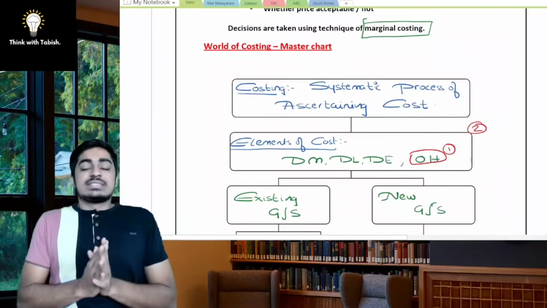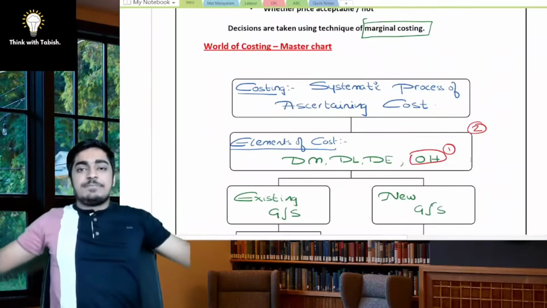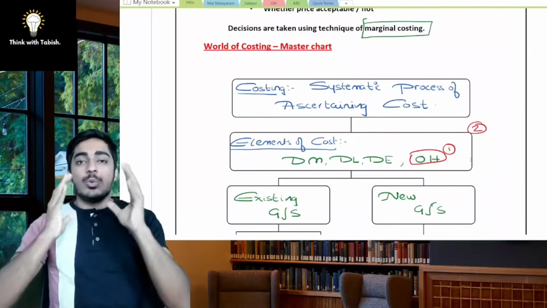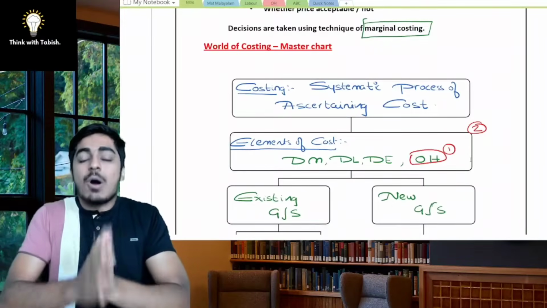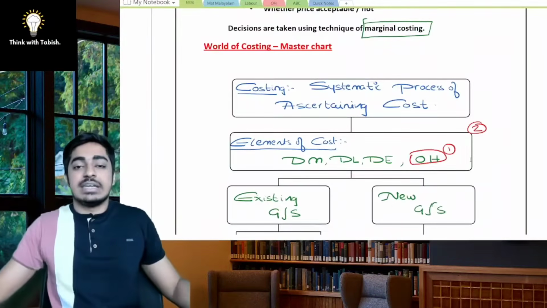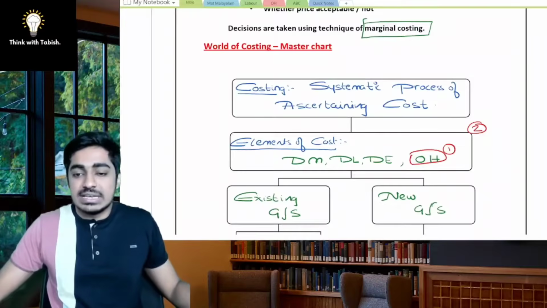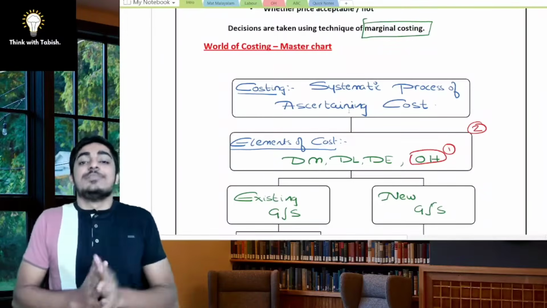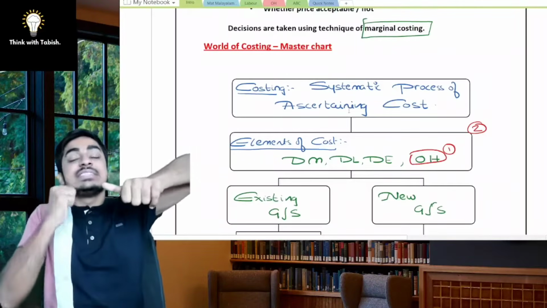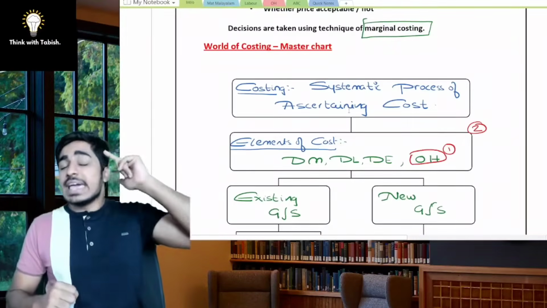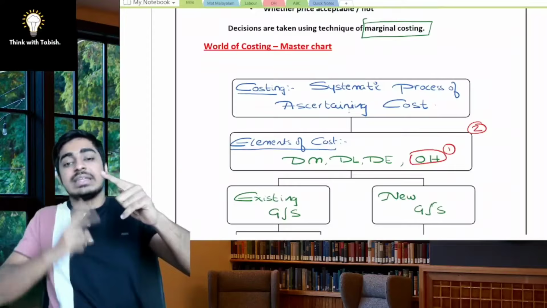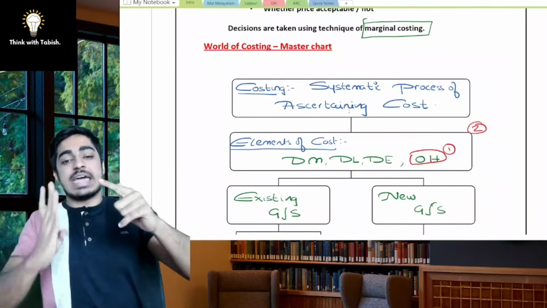Now, we have discussed everything. Let's put everything in one single master chart, the world of costing. All 15 chapters of CA Inter costing put in one single master chart. Firstly, what is costing? It is the systematic process of ascertaining cost. What are the elements of cost? We have direct material, direct labor, direct expense, and overheads.